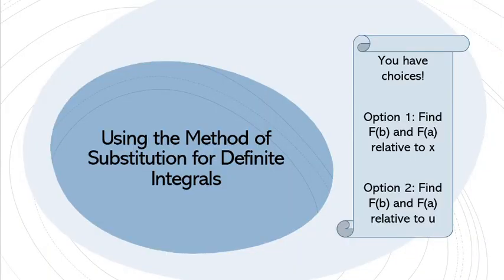When we're talking about definite integrals, we can totally do the same thing, method of substitution. It's neat because we have two options. We could find the antiderivative relative to x, or we have another option where we find the antiderivative relative to u. And these will give you the same answer. It's just kind of neat to compare. You choose the way you like best.